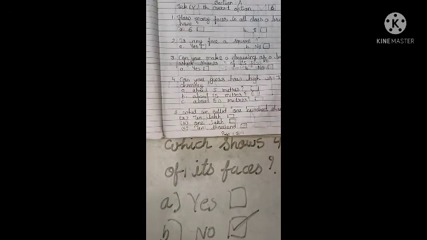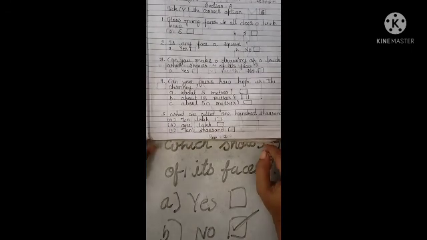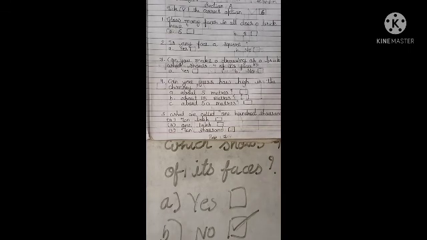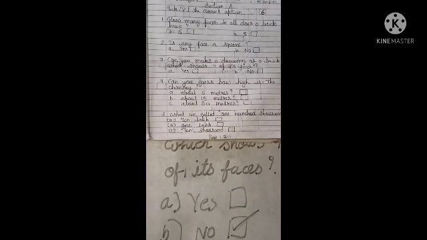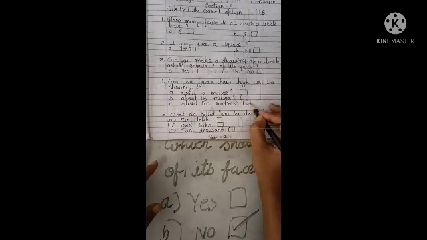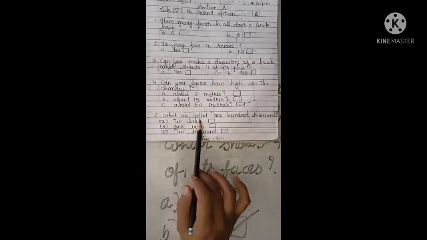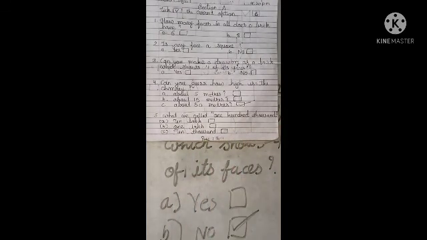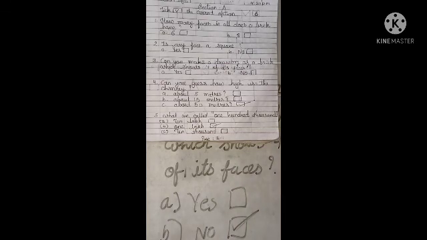Next here you see the question. Can you guess how high is the chimney? So which is the correct answer? About 5 meters, about 15 meters or about 50 meters? So students, the right answer is 50 meters. Okay, next here is one more question. What do we call 100,000: 10 lakh, 1 lakh or 10,000? So the correct answer is 1 lakh. 100,000 is also called 1 lakh.